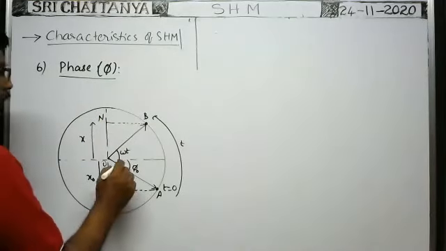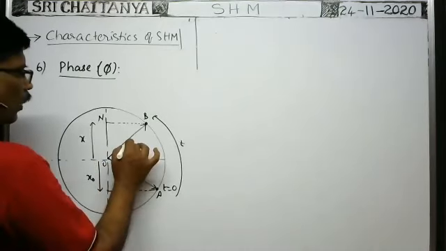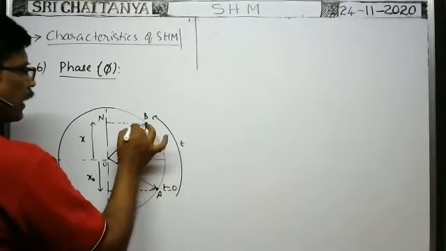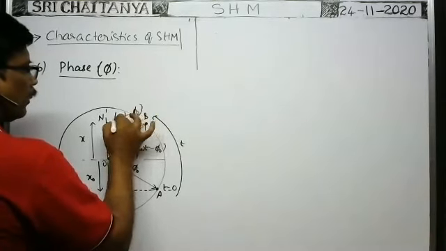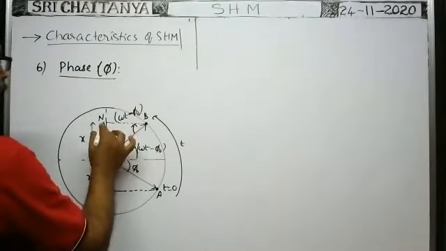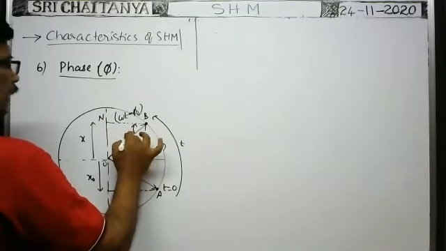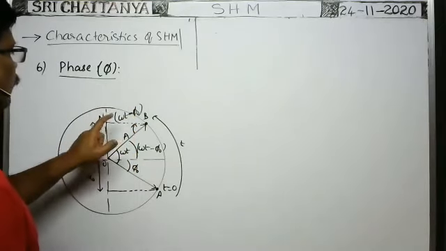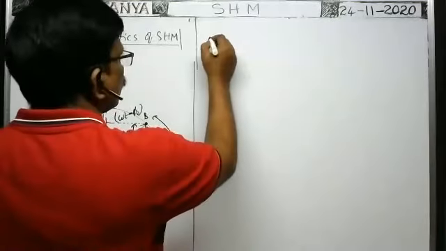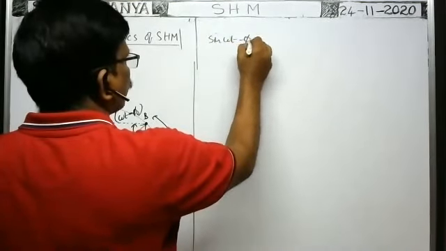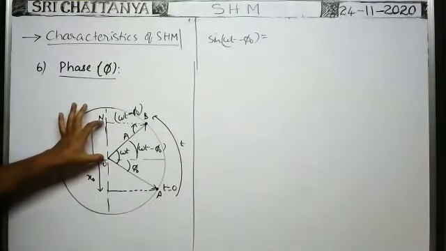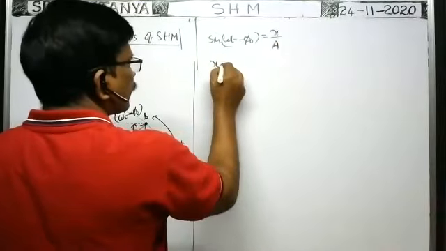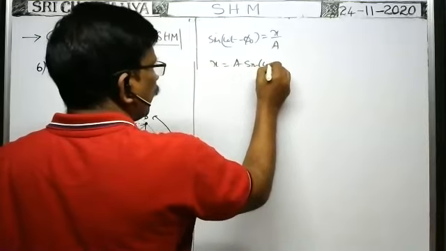What is that value? You see, if it is omega t and it is phi naught, then what about this angle? Omega t minus phi naught, no? If it is omega t minus phi naught, then this angle is also equal to omega t minus phi naught. Then from this right angle triangle, this length is equal to the radius of the circular path, or the amplitude of the particle in SHM. Now from this right angle triangle, sine of omega t minus phi naught is equal to opposite side, x, by hypotenuse, a. So from this, x is equal to a sine of omega t minus phi naught.